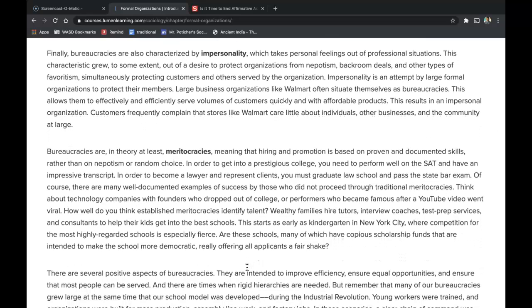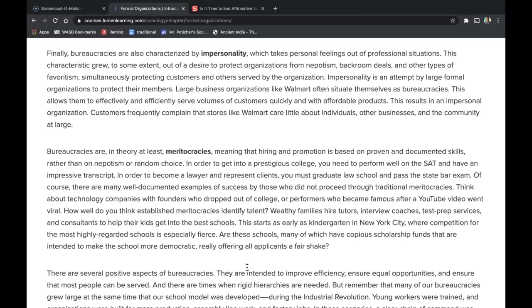Finally, bureaucracies are also characterized by impersonality, which takes personal feelings out of professional situations. These characteristics grew, to some extent, out of a desire to protect organizations from nepotism, backroom deals, and other types of favoritism, simultaneously protecting customers and others served by the organization.